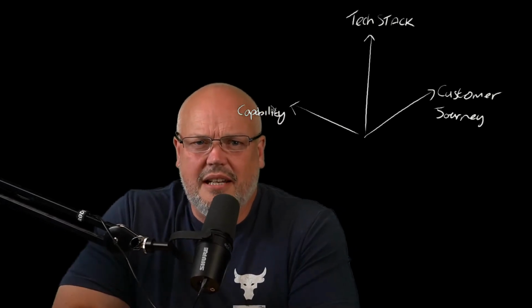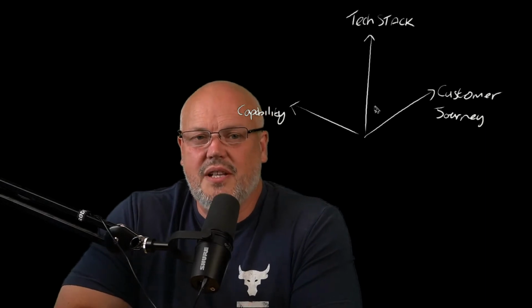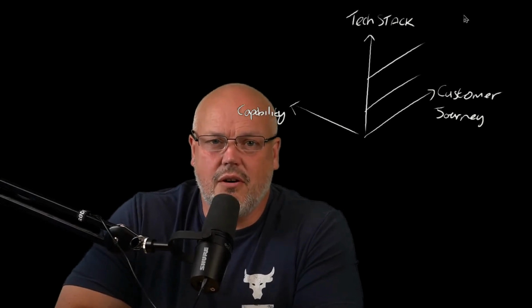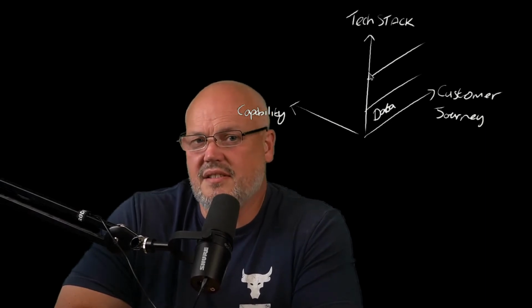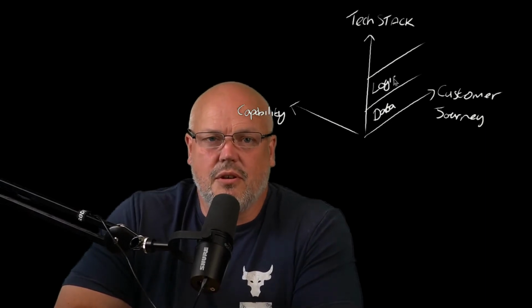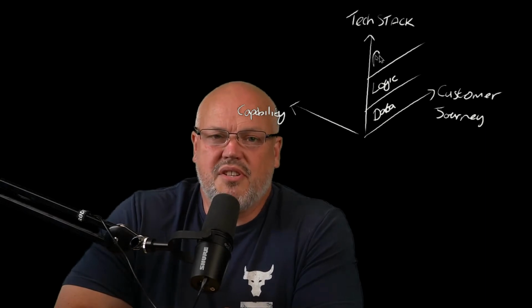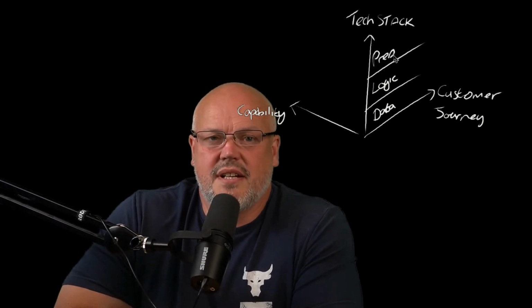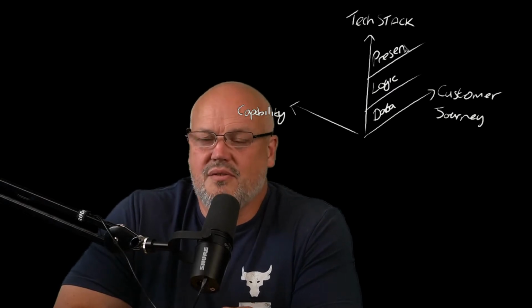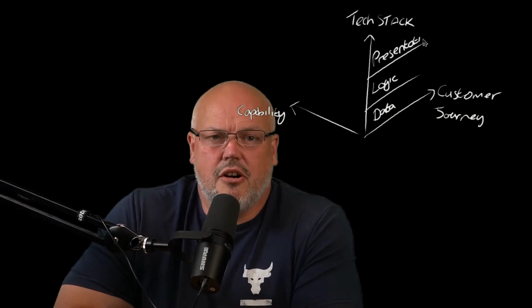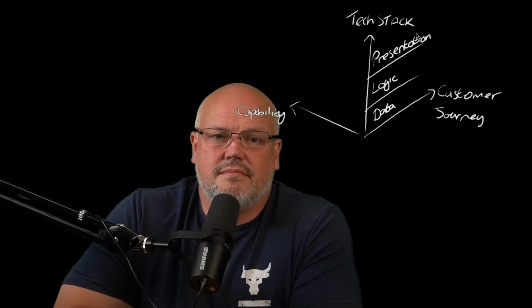So let's just double click on the technical stack. We can divide that into three layers. So you've got the data layer, where your databases live and your backend systems would live. You've got your logical layer, that's where all your business rules would be executed. And then you've got your experience layer, your presentation layer. This is where all of the experiences for your e-commerce site would happen.